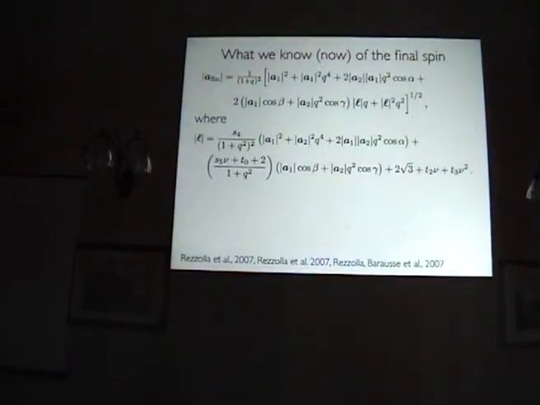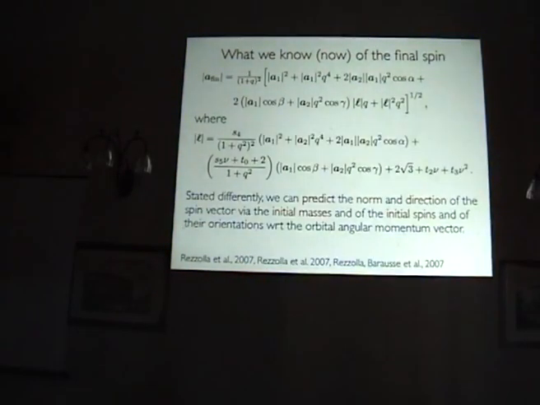And this is the final spin norm. So this is a dimensionless spin. It's J over M squared. And as you can see, this tells you that we can predict the norm and direction, because we can also decompose it into two orthogonal components.